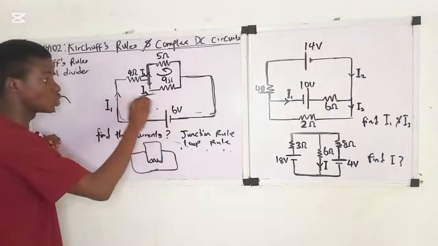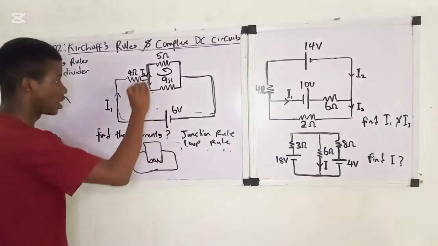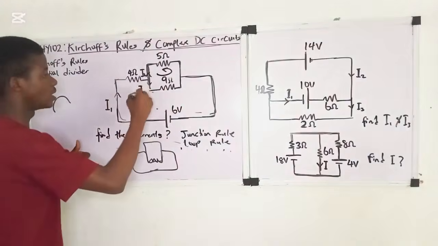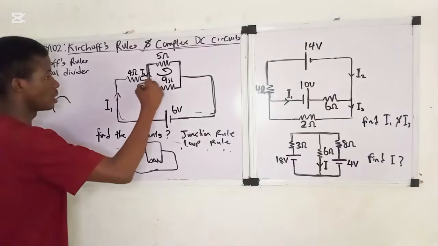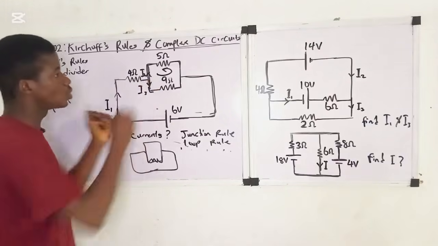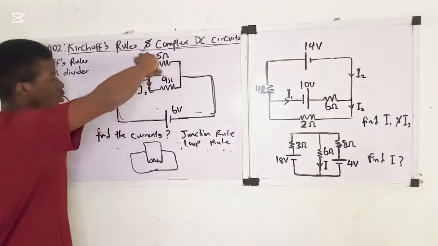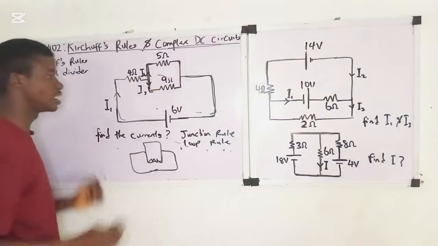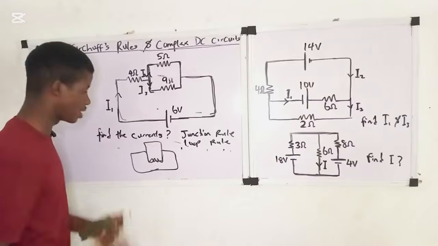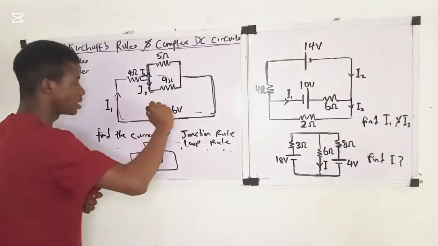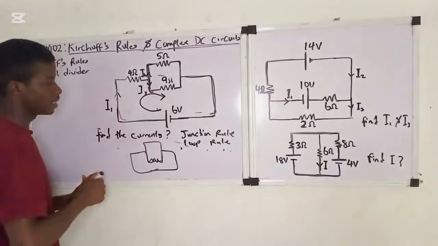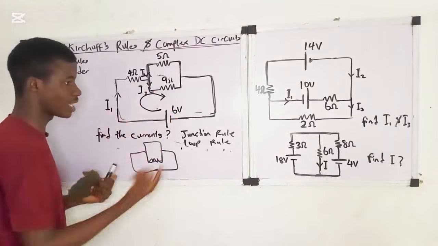Okay, so the first thing is to know the number of loops in the circuit. So how many loops are in this circuit here? There are two loops, right? Yes. The second thing you need to do is to assign direction to the loop. So let's just give these two loops clockwise direction. The direction of this first loop is clockwise, right?